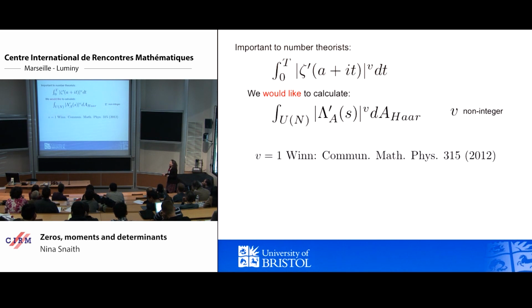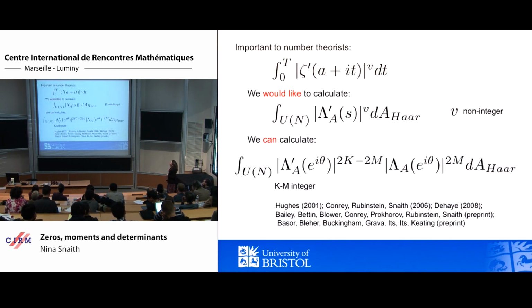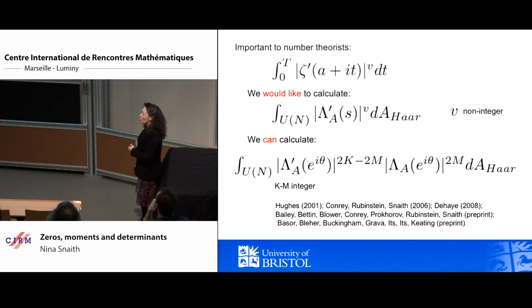So I'll tell you some of the things we can do, rather than telling you what we can't do. We can calculate averages like this, looking at averages of the derivative of the characteristic polynomial, along with some copies of the characteristic polynomial itself, for various exponents. And there's been a whole range of results. Many of these people are here. I hope I haven't left anyone out along this line.